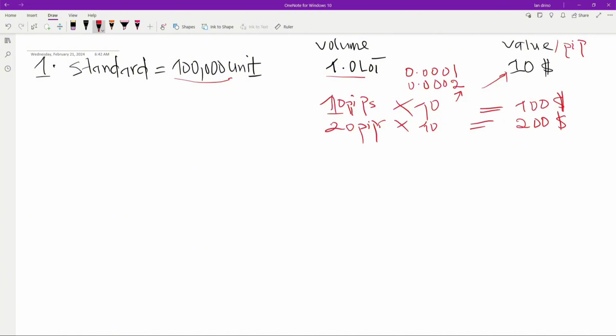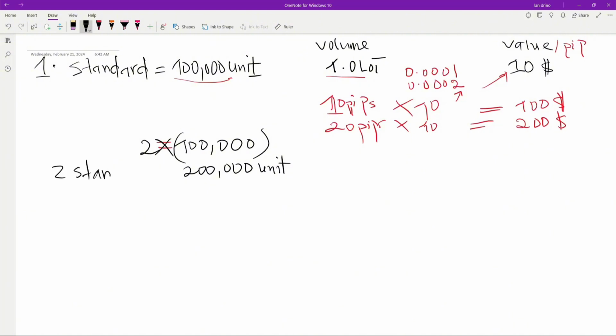Now, in future, you are going to hear someone say, I am controlling 2 standards or 2 standard lots. If someone says they are controlling 2 standard lots, what are they saying? If one standard lot is equivalent to 100,000 units of currency, so 2 standard lots will be equal to 2 times 100,000 units of currency, which means you are going to be controlling a position of 200,000 units. It could be dollars, it could be pounds. That is 2 standards. I hope this is clear. 2 standards will be equivalent to 200,000 units of base currency.